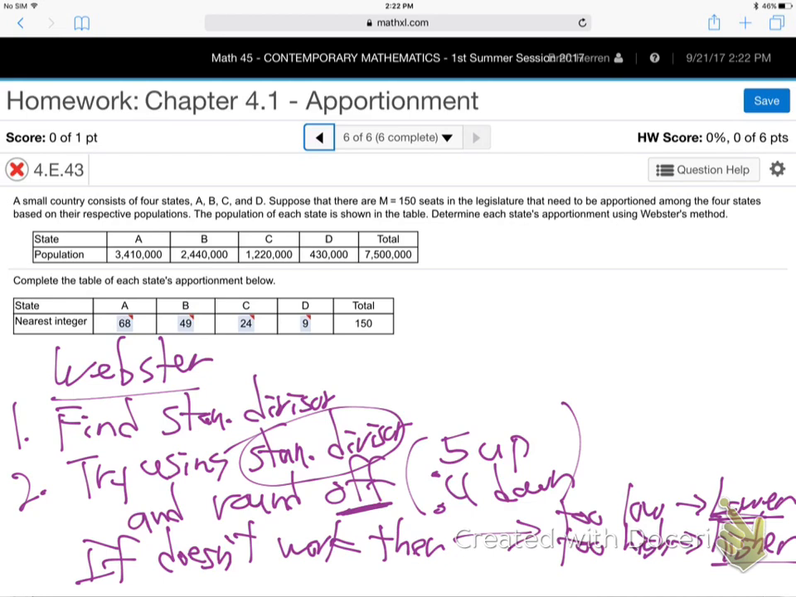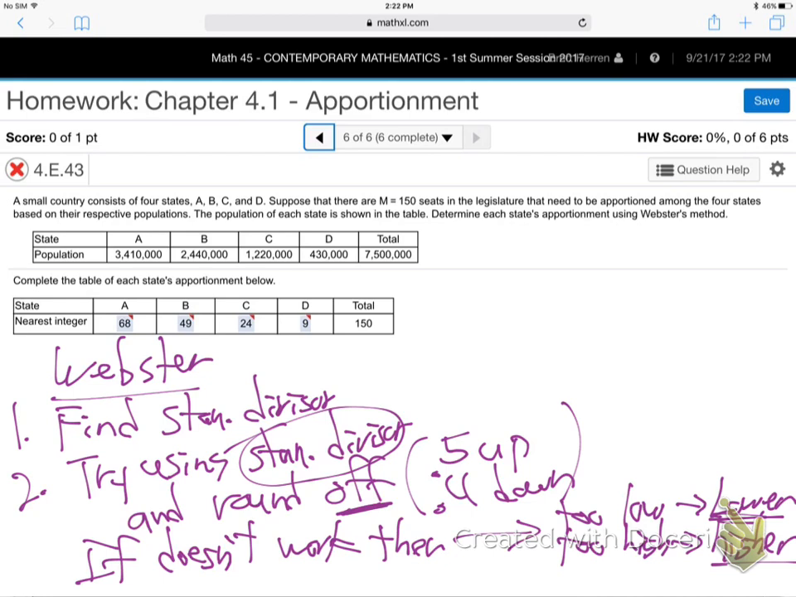With the last two methods, Jefferson and Adams, I found the standard but didn't use it. I picked lower or higher right away and didn't even use the standard. But with Webster, you try the standard first and round off, and it often takes care of everything right there. You don't need to fiddle around. Is that good? Everybody got that down?